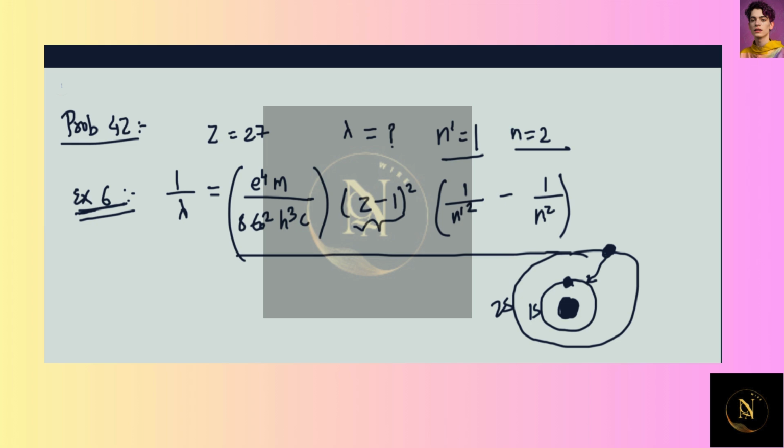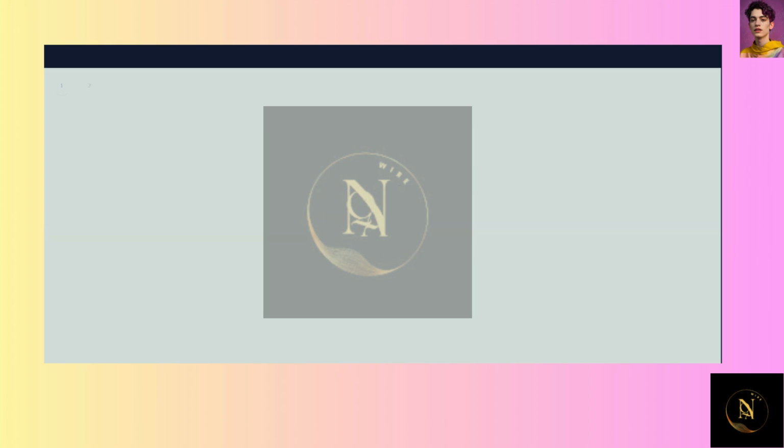In this case, we just plug in the values. So let's move on to the next page. We plug in all of the values and calculate the value for lambda. So 1 over lambda. I'm not going to write everything because these are just constants. The term in front of z minus 1 squared evaluates to 1.097 times 10 to the power 7 1 over meter.